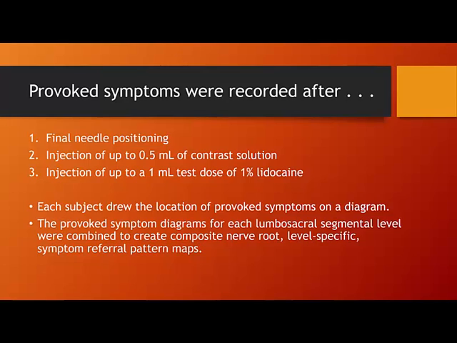The provoked symptom diagrams for each lumbosacral segmental level were combined to create a composite nerve root level-specific symptom referral pattern map. 4 nerve roots were tested at L1 and 8 were tested at L2, but because of the small number of subjects, composite diagrams and statistical analysis were not completed for those levels.